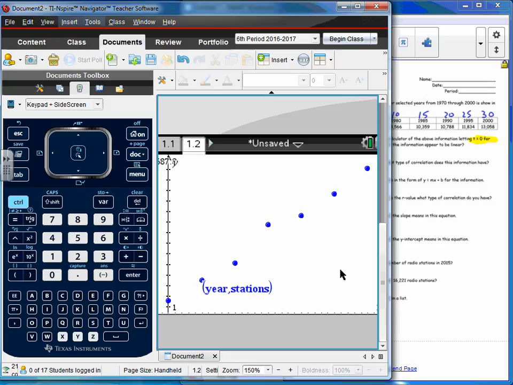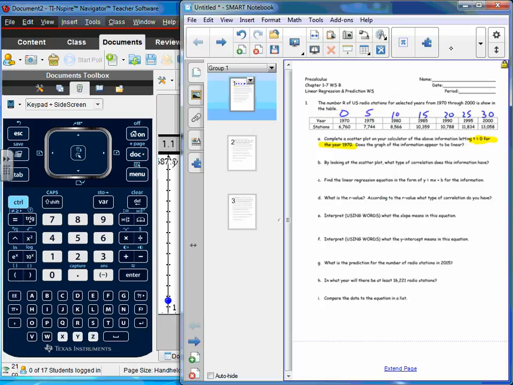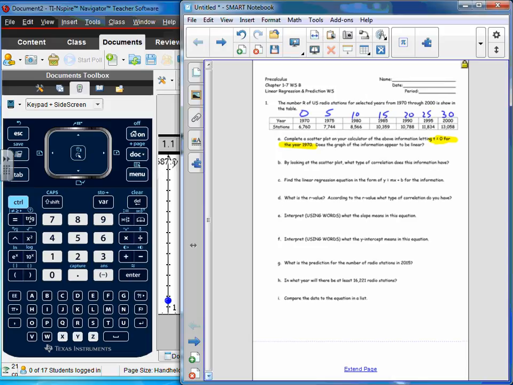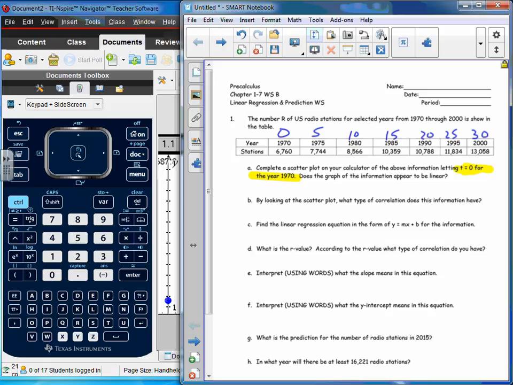Okay? So now, letter A. The question says, does the graph of the information appear to be linear? Yes, it does. So write in there, yes. By looking at the scatter plot, what type of correlation does this information have? It has a positive. How do I know that it's a positive correlation? Because it's going uphill. The data is going uphill. If I were to draw a line there, it would have a positive what? Slope. Very good.